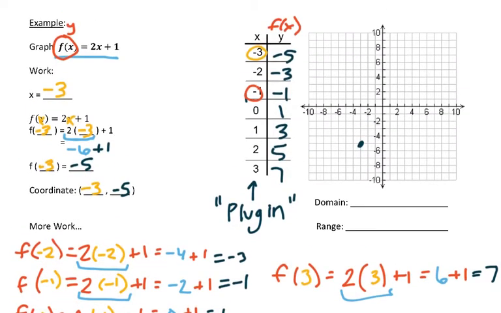So going back up to our graph, if we plot each of these points, we've already done negative 3, negative 5, but negative 2, negative 3 is also one of the points. Then negative 1, negative 1, 0, 1, 1, 3, so over 1 up 3, over 2 up 5, and then the last point of 3, 7 is over 3 up 7.